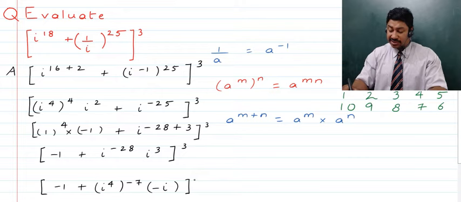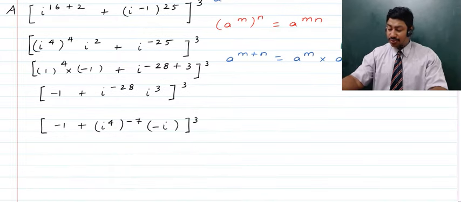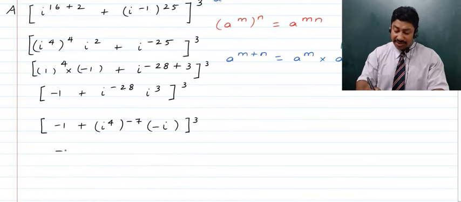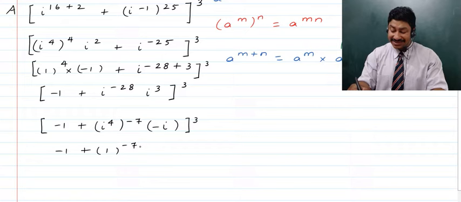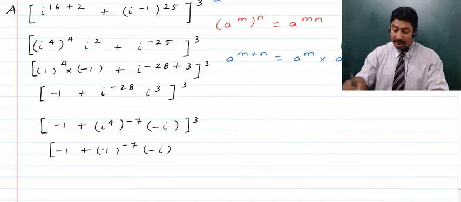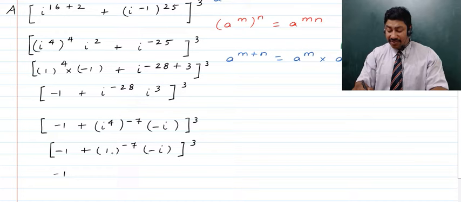And the whole power of this is 3. Next, what we do is we now solve this out. This then becomes equal to minus 1, as i raised to the power 4 is 1, so this will be 1, which is raised to the power minus 7, and this is multiplied with minus i, whose whole power is 3. So this thus becomes equal to minus 1, and as 1 raised to any power is going to become equal to 1, right?